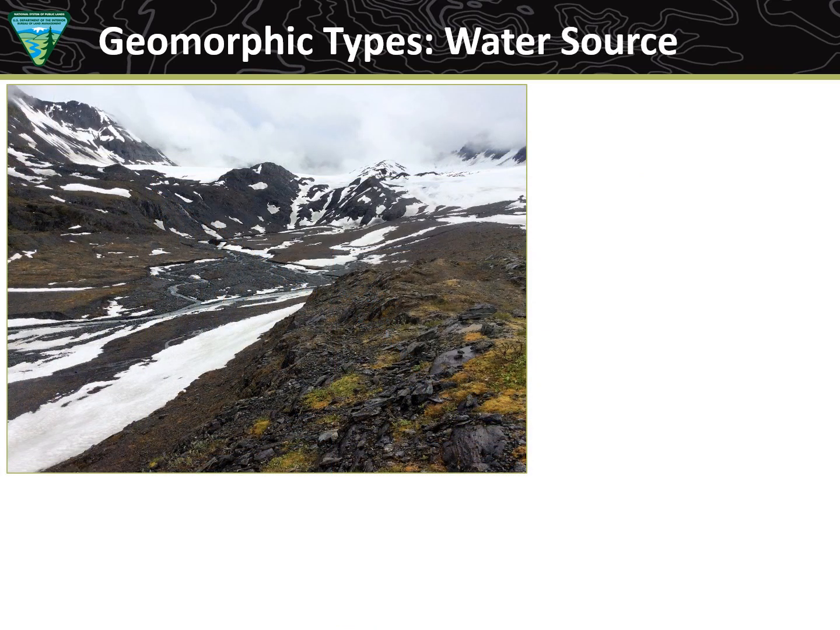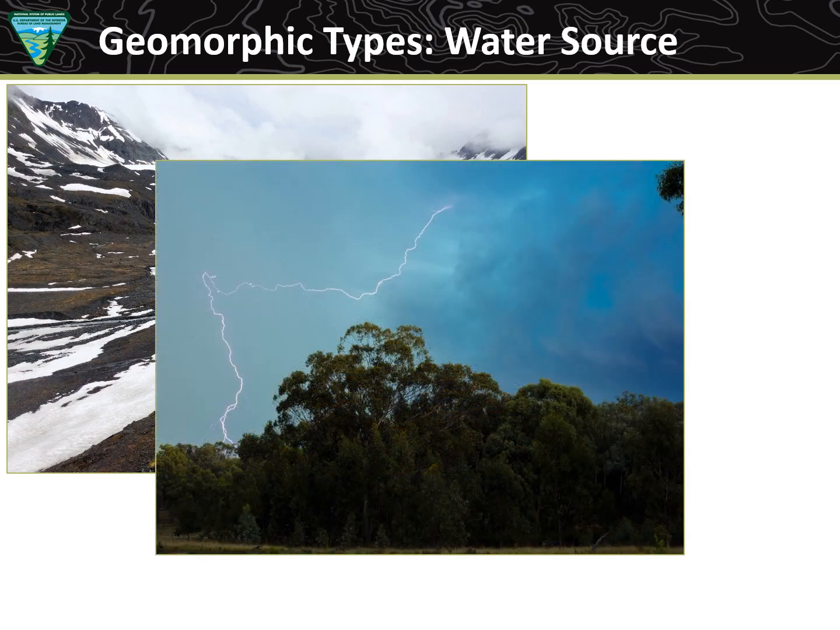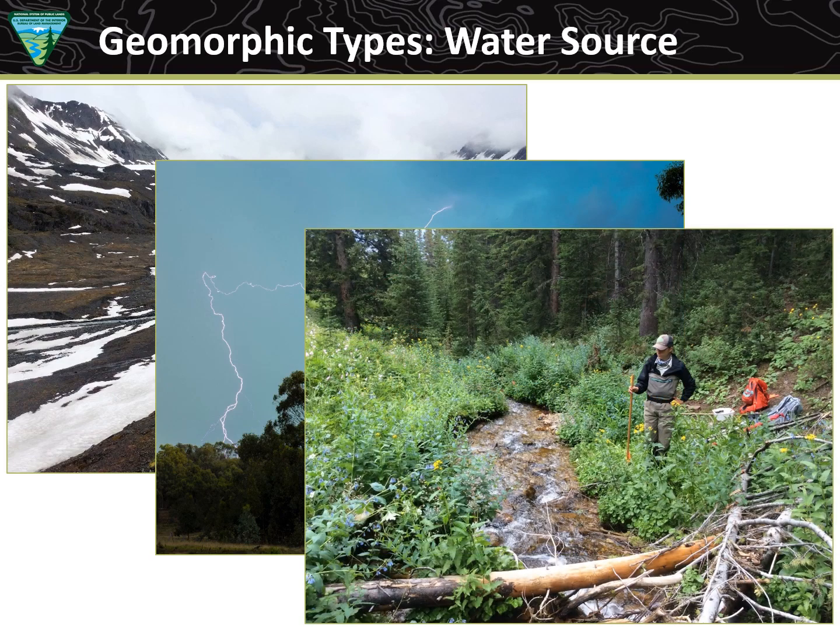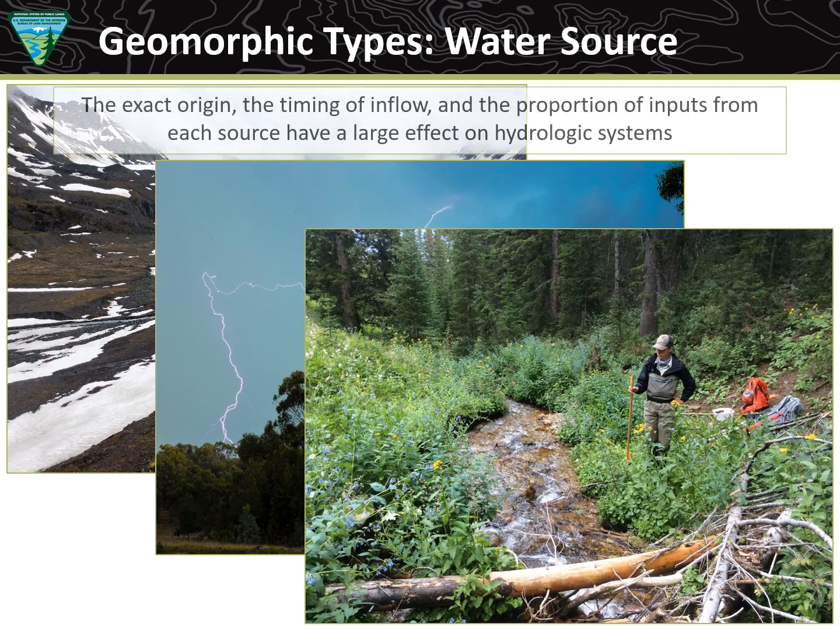The water in streams can come from various sources, including precipitation, such as snow and rain, or from groundwater, like springs, or a combination of these. The exact origin, the timing of inflow, and the proportion of inputs from each source determines the hydrology of a system. For example, spring-fed systems tend to have more stable flows than systems reliant on direct precipitation.